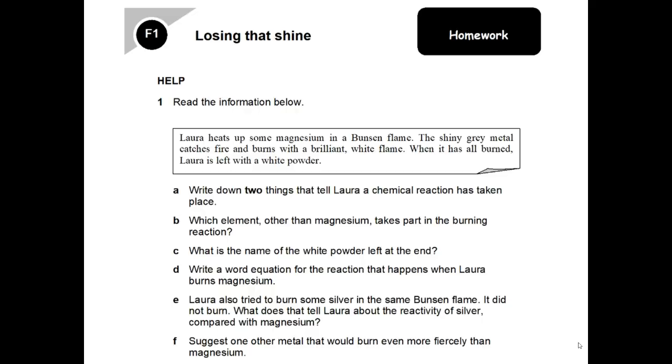Okay, right now it's time for you to do a bit of practice. So can you please make sure you all have this worksheet called Losing That Shine? And I'd like you to answer all these questions. You have about 20 minutes. Please do your work independently. Please do your work in silence. Please be the amazing people I know you can be. All right. See you later.